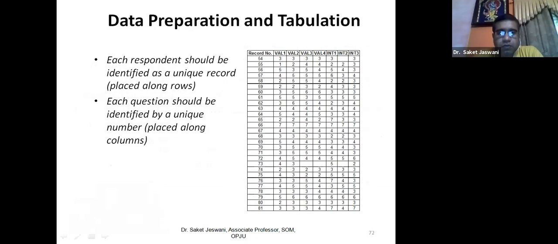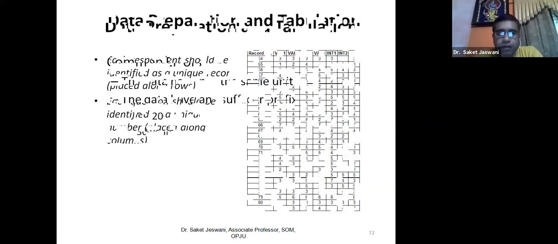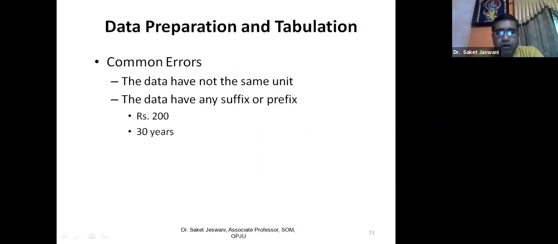Each respondent should be identified with a unique record, so you can mention a record number or serial number. And each question has to be coded with typical numbers, say x11, x12, x13, x21, x22, x23, as we did previously. You need to identify common errors.